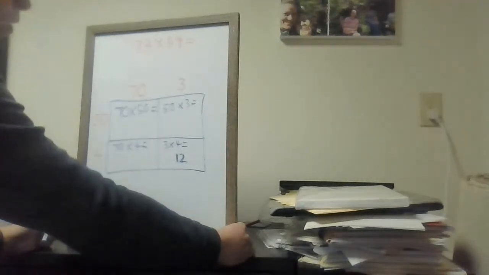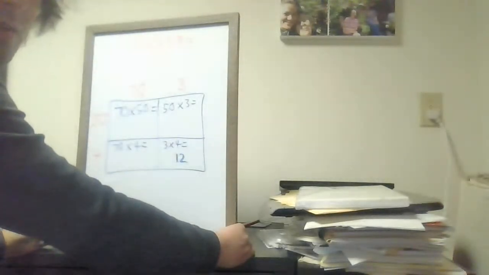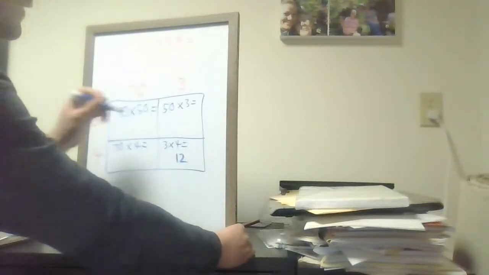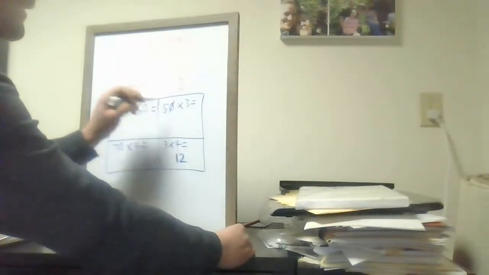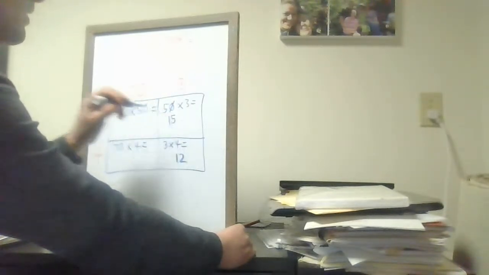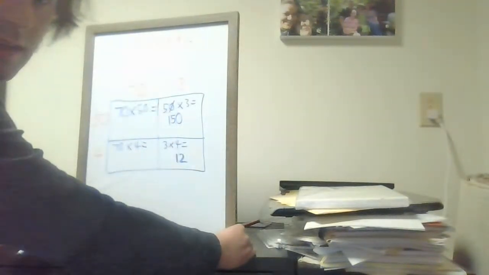Again, it doesn't matter what order you solve each of the problems in the boxes, but I always like to start with the easiest of the four problems. 50 times 3. So we're going to act like the zero is not there. We're going to multiply 5 times 3. 5 times 3 is 15. Now we're going to add the 0 to our answer. We add a 0 to the number 15. It becomes 150.